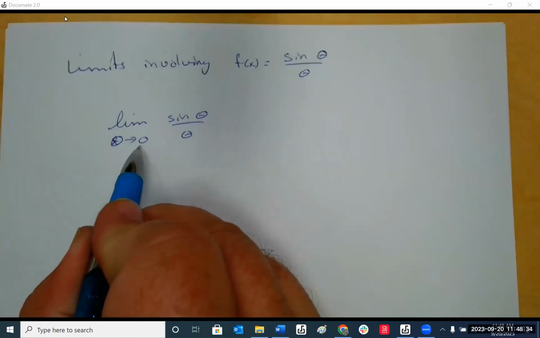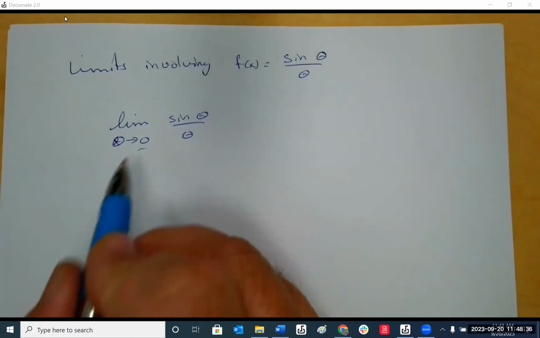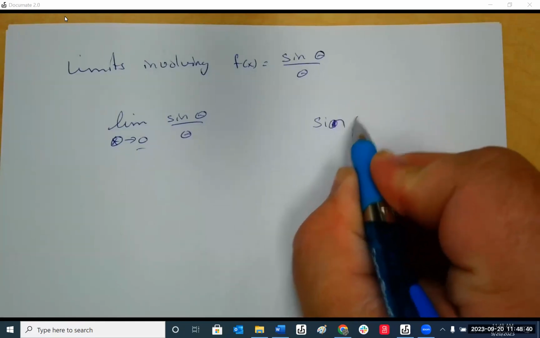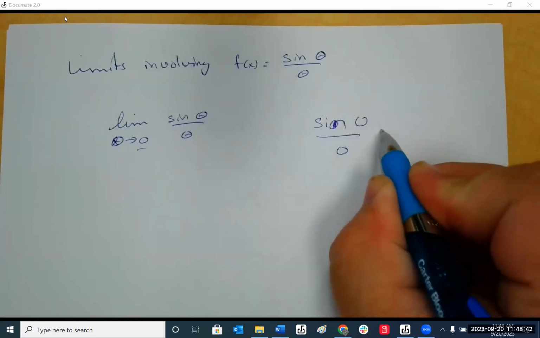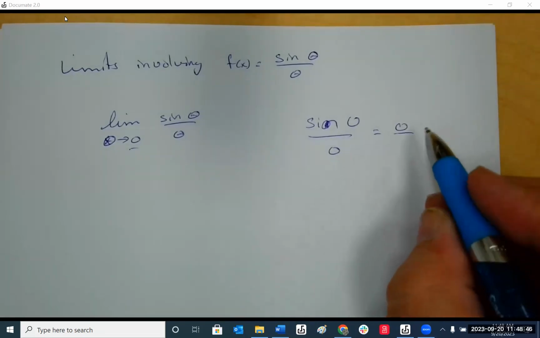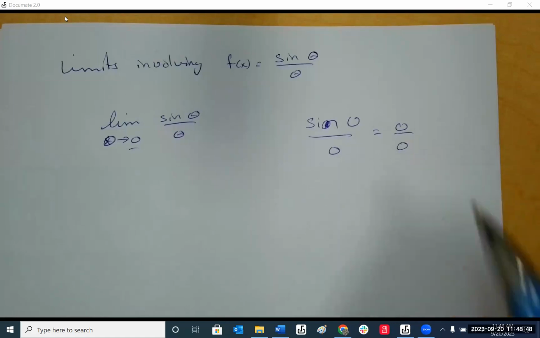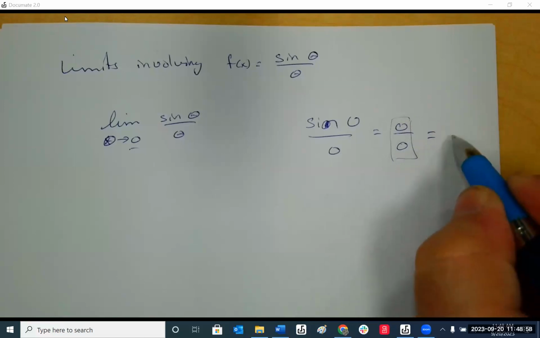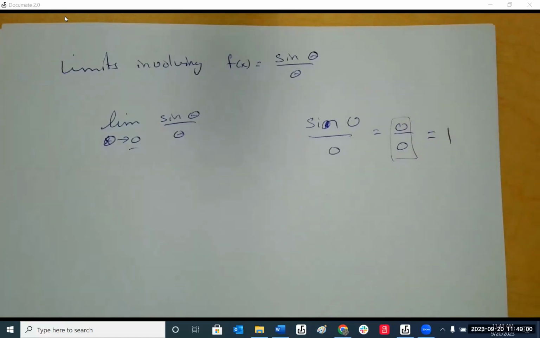Remember, the first strike is always to plug in the value. The sine of 0 over 0. What is sine of 0? 0. So it's 0 over 0. Remember earlier we talked about how, if we had 0 over 0, we can do something. What we're going to find out is that in this example, 0/0 approaches 1.